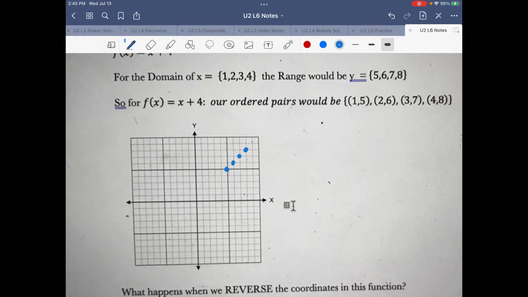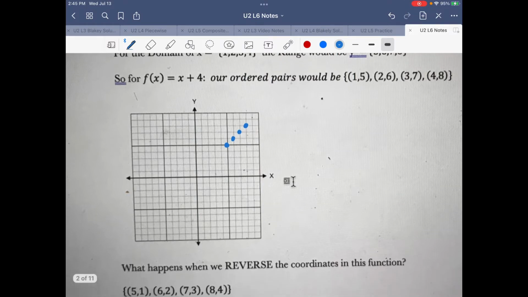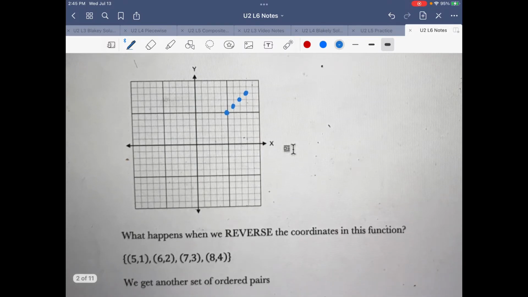So what would happen if we reversed the coordinates of this function? Instead of (1, 5), I would get (5, 1). Instead of (2, 6), I would get (6, 2). Instead of (3, 7), I'd get (7, 3). And instead of (4, 8), I would get (8, 4). So all I did was reverse or switch my x and y values. So let's graph these: (5, 1), (6, 2), (7, 3), and (8, 4).